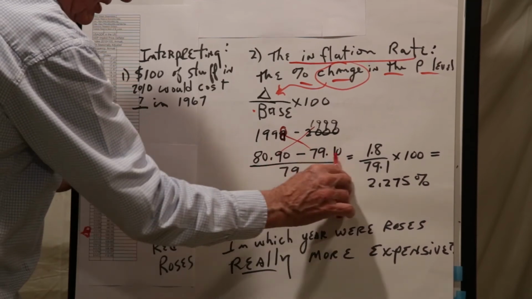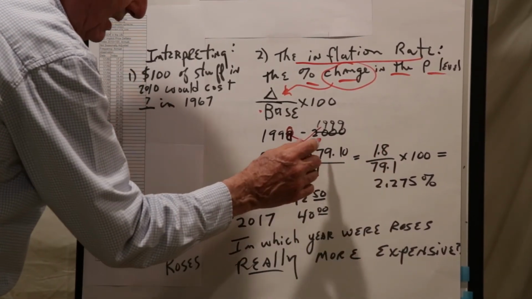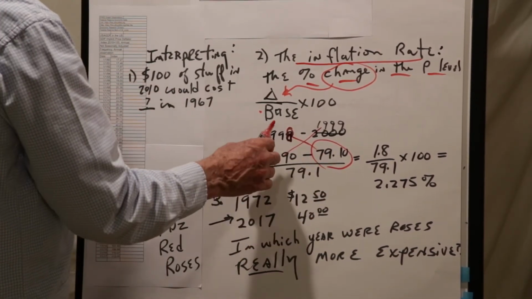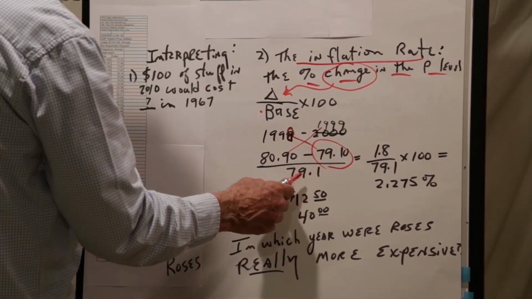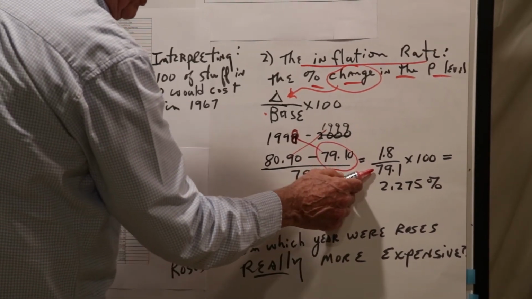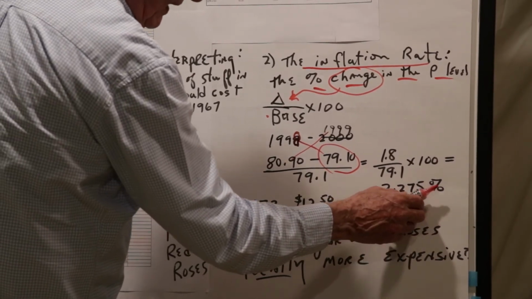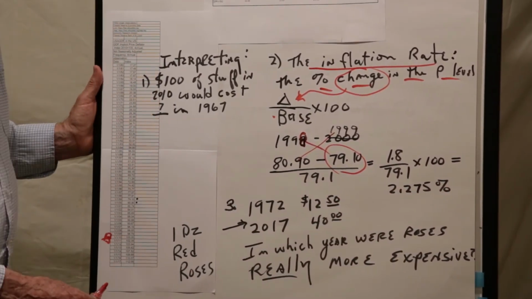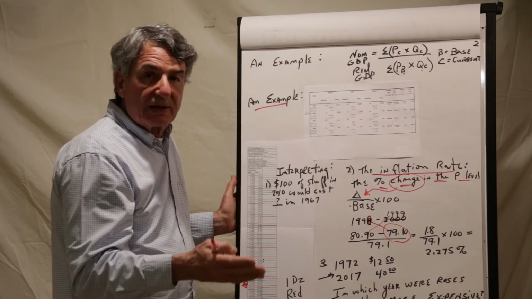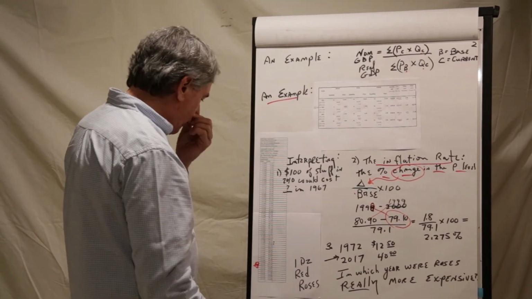That'll give us the change in the price level, which is 1.8. And then we divide that by the base, that is the first year. And the first year's base is 79.1. So it's 1.8 divided by 79.1 times 100, and that gives you 2.275%, which is the inflation rate for that year. It's the change in the price level expressed as a percent change between 2 years.